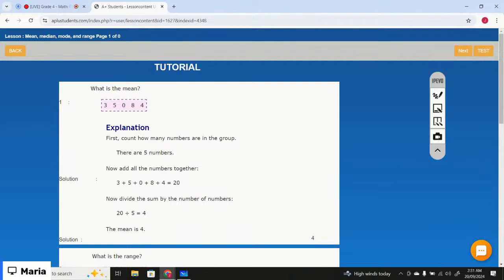Okay, what is the mean? Whenever you need to calculate the mean of the numbers, you have to add all the numbers, right? And divide by the number of values in the given data. Like here you have 1, 2, 3, 4, 5 values given. They are 3, 5, 0, 8, and 4. You need to calculate the mean. Just add them all and divide by 5.